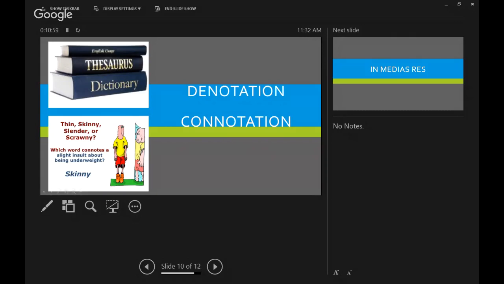Okay. And again, here's another little example, right? Think about connotation of a word and four words that mean somewhat the same thing, but they have very different ideas that they're related to.